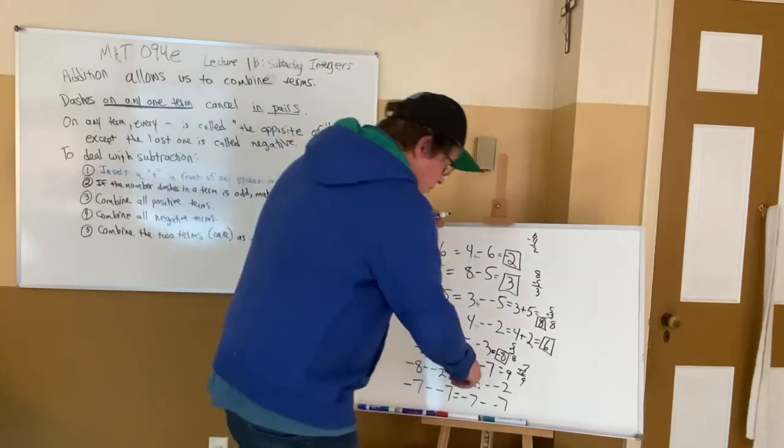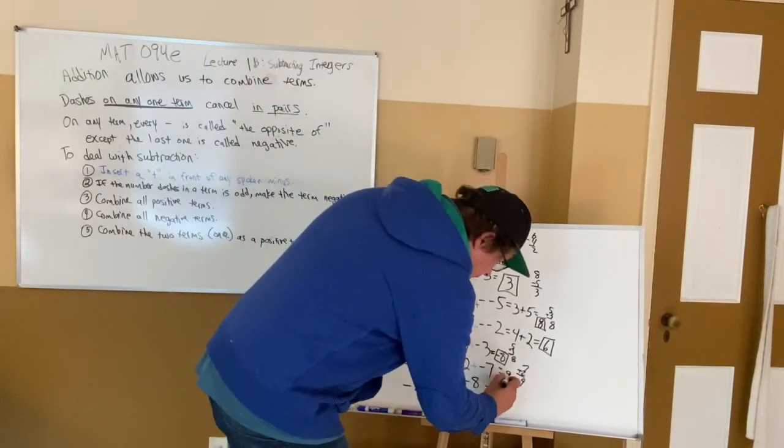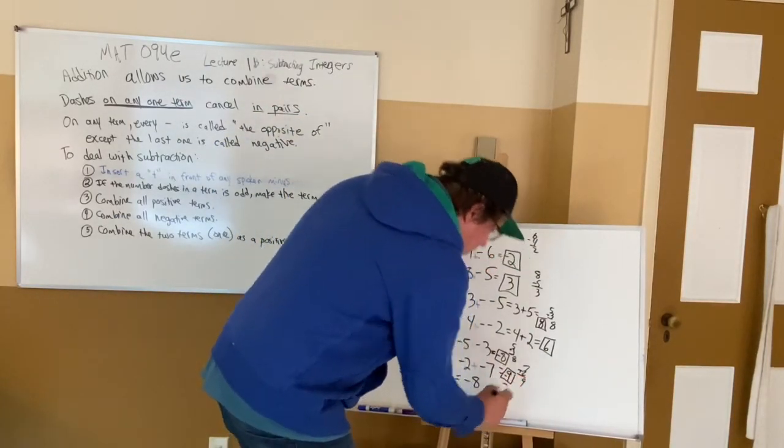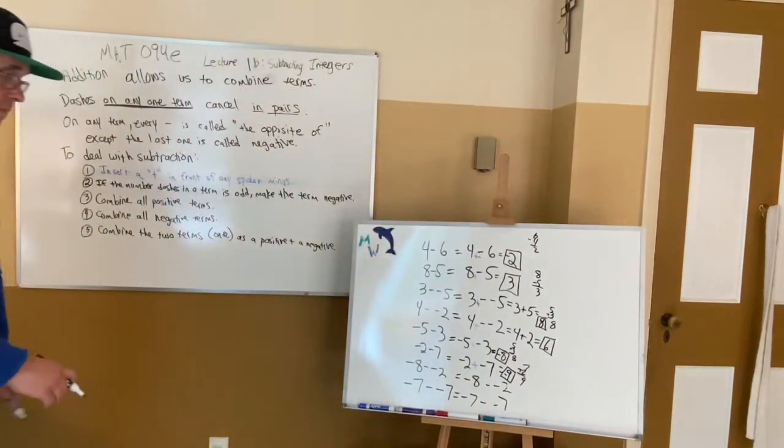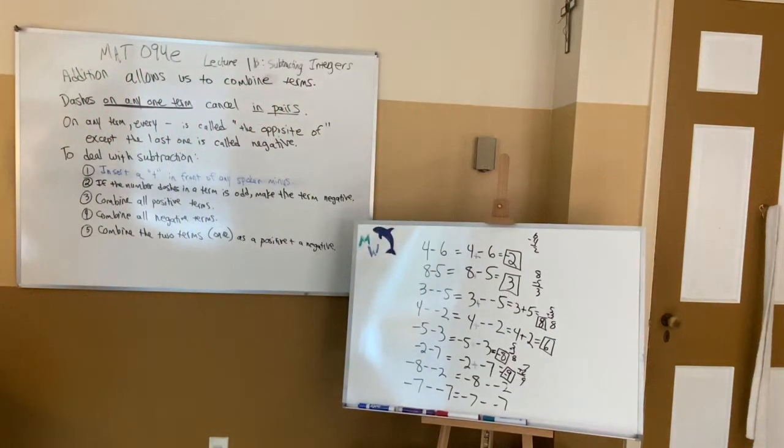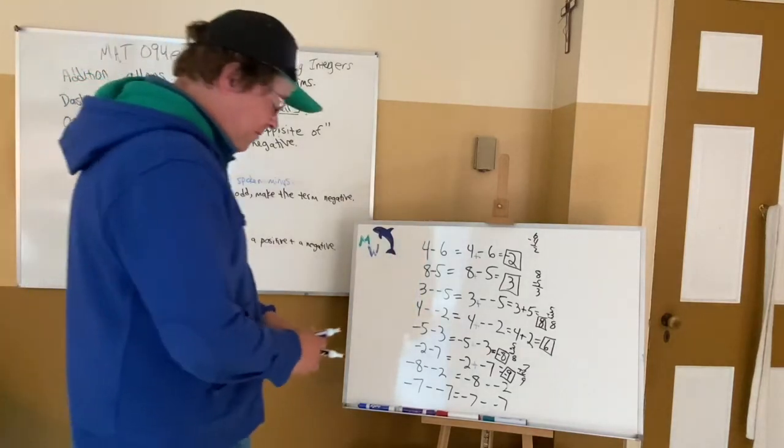7 is stronger than 2, so 7 is my strong negative. My 9 is negative. I get negative 9. It's negative like my 7. Dash 8 dash dash 2. That's negative 8 minus negative 2.